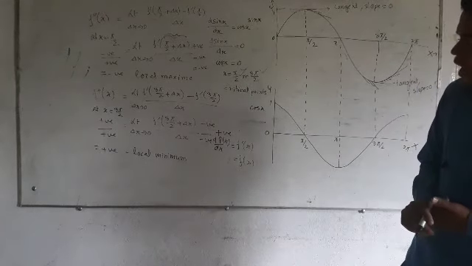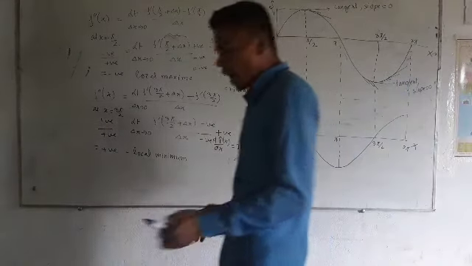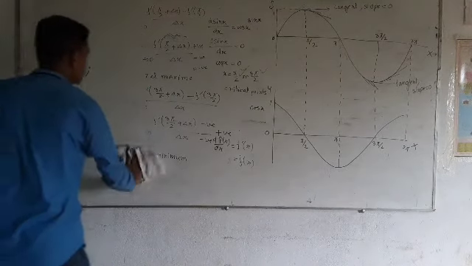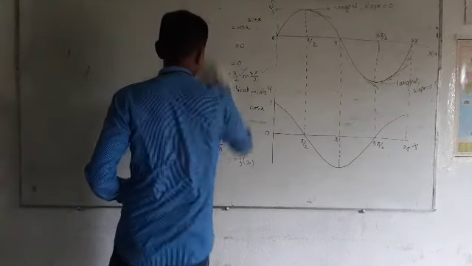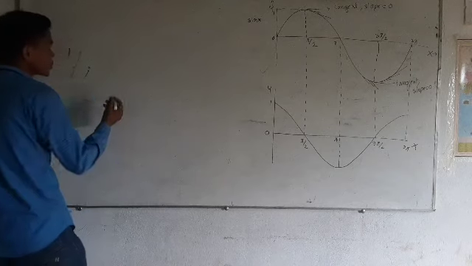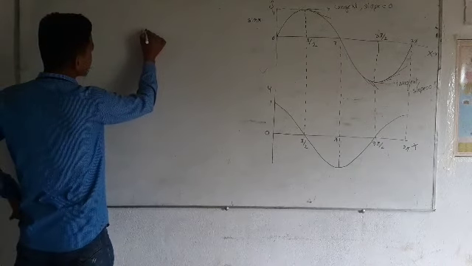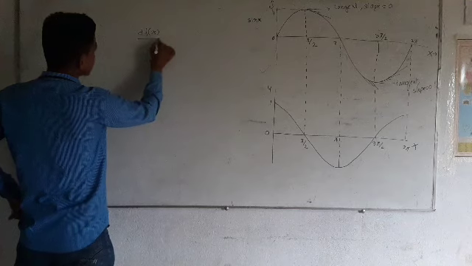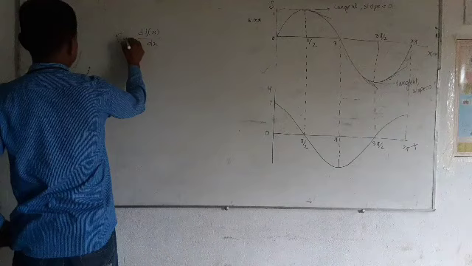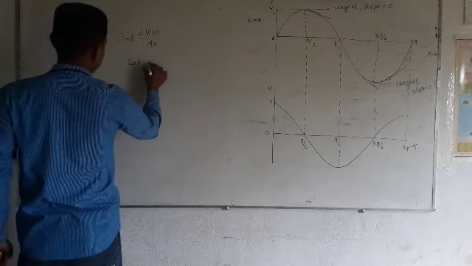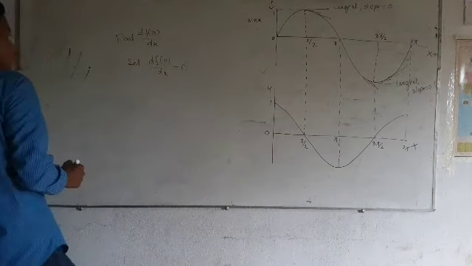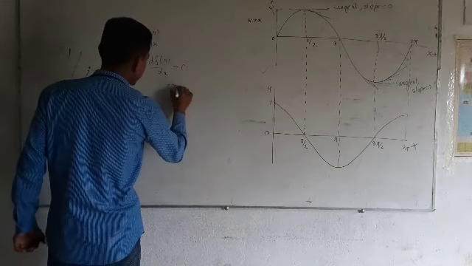Now, next, I just want to find out the absolute maxima and absolute minima of the function in a closed interval. For that purpose, same thing. I just find out the first order derivative, then set the first order derivative equal to 0 and find out the critical points.